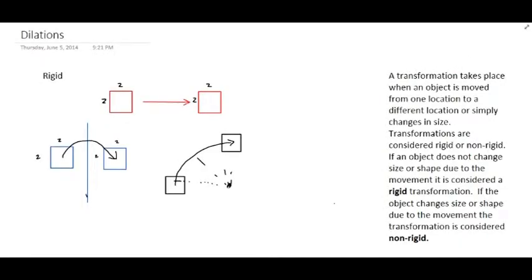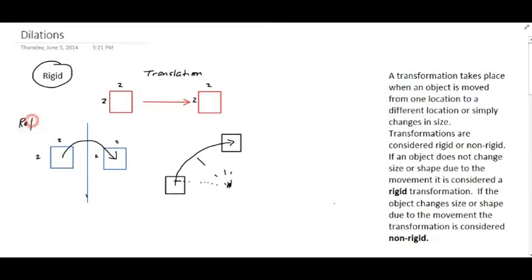A transformation takes place when an object is moved from one location to a different location or simply changes in size. Transformations are considered rigid or non-rigid. If an object does not change size or shape due to the movement, it is considered a rigid transformation. If the object changes size or shape due to the movement, the transformation is considered non-rigid.